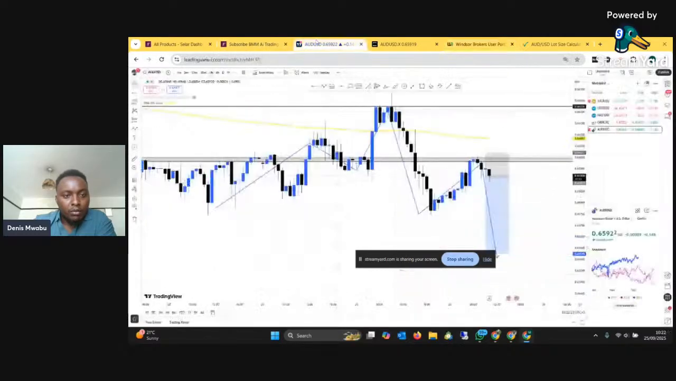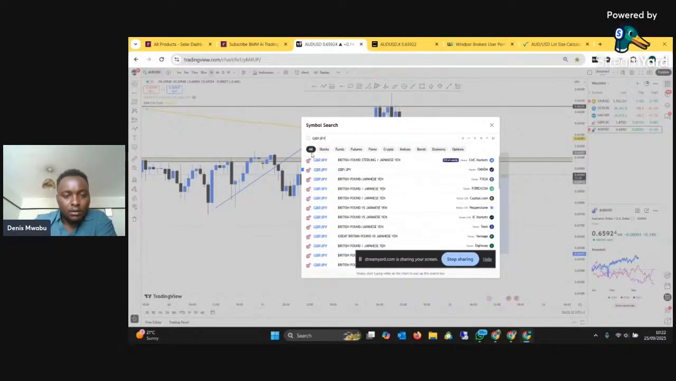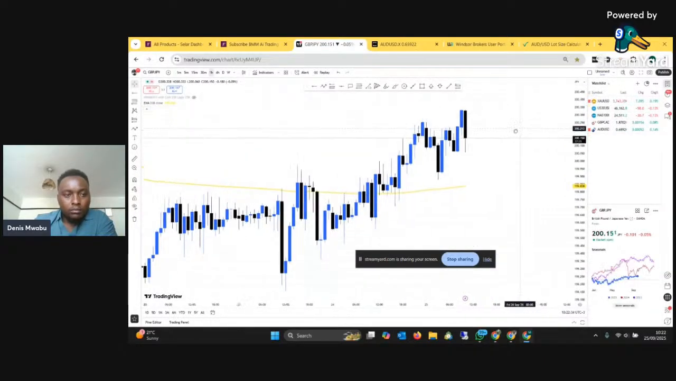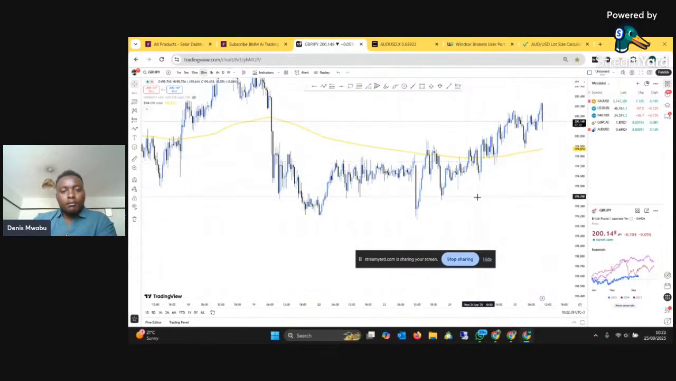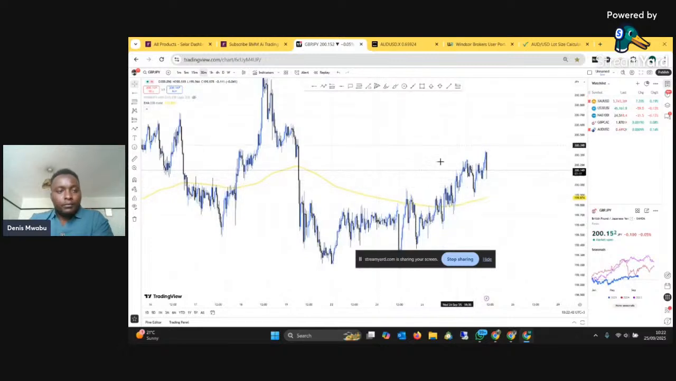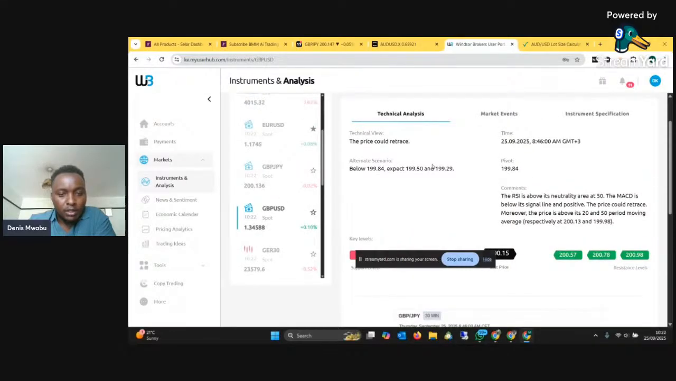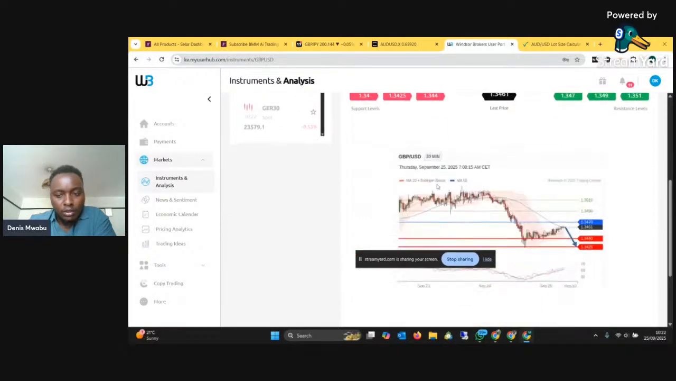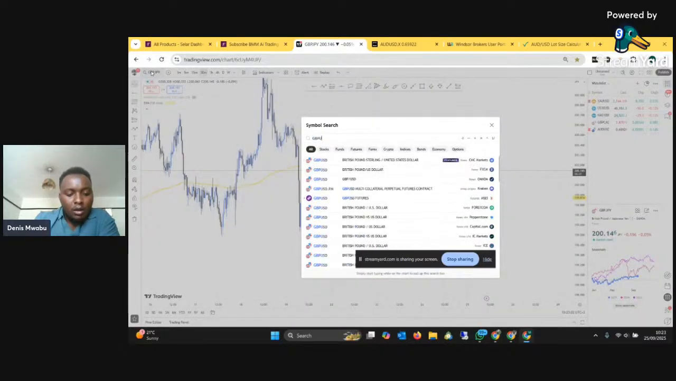On GJ, 30 minutes time frame, we're looking at buys. But I want a clear breakout. I want something that is clearly breaking out, like what you've been able to see with AUD USD. I think also GBP USD, we were able to see a breakout.